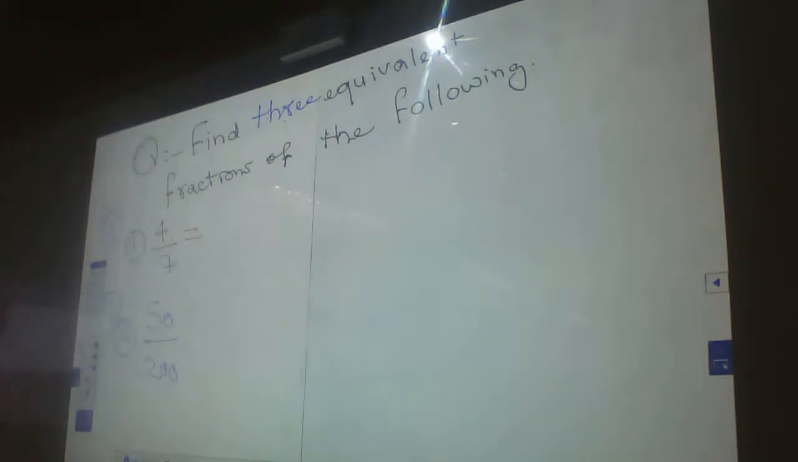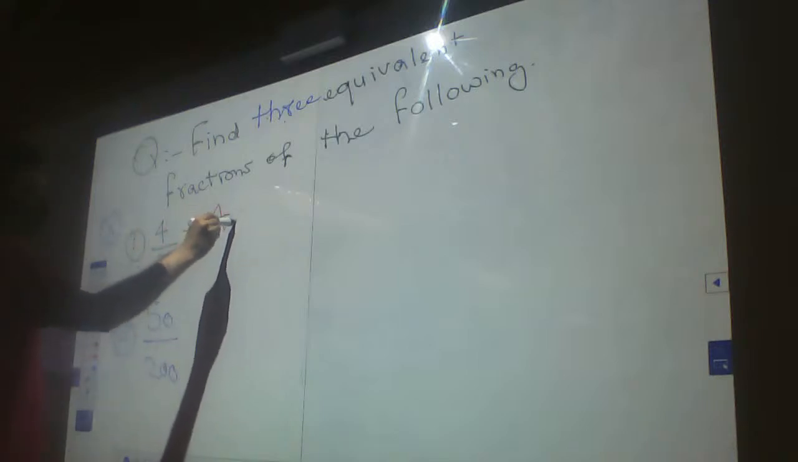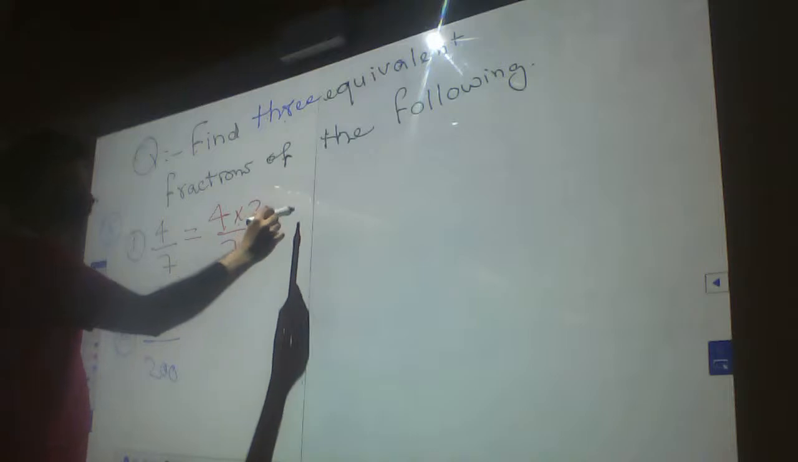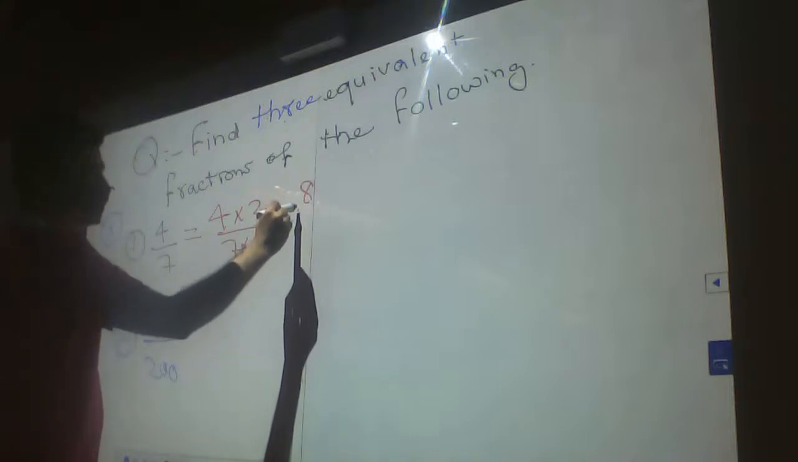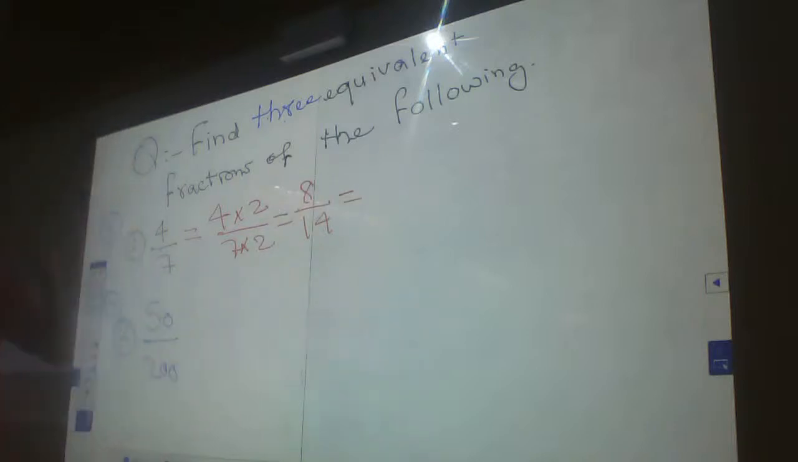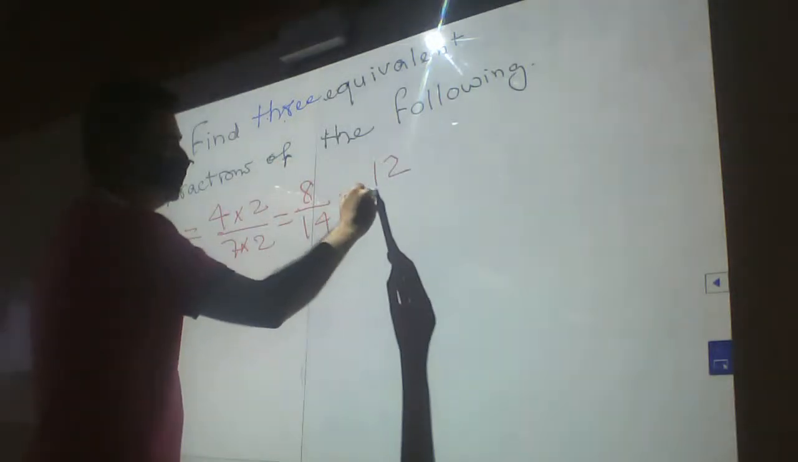in this question, how will we do it? What number to multiply by? Let's say multiply by 2. What will we get here? Let's say it is like this: 4 multiplied by 2, 7 multiplied by 2. So the answer is 8 over 14. Now say multiply by 3. 12 over 21. Yes, correct.